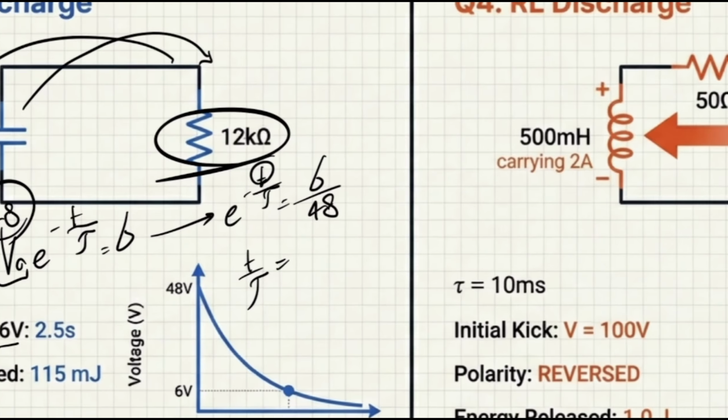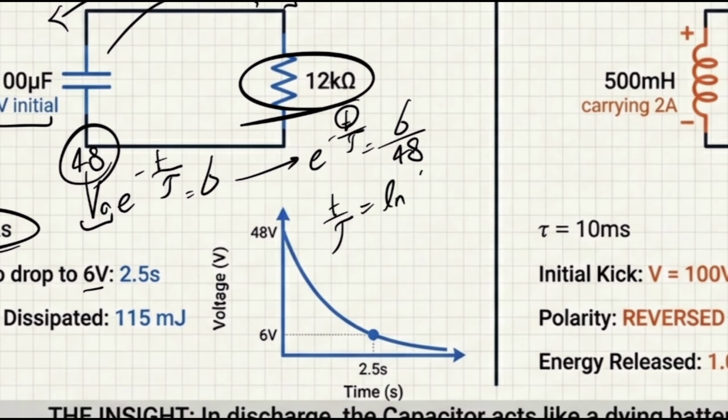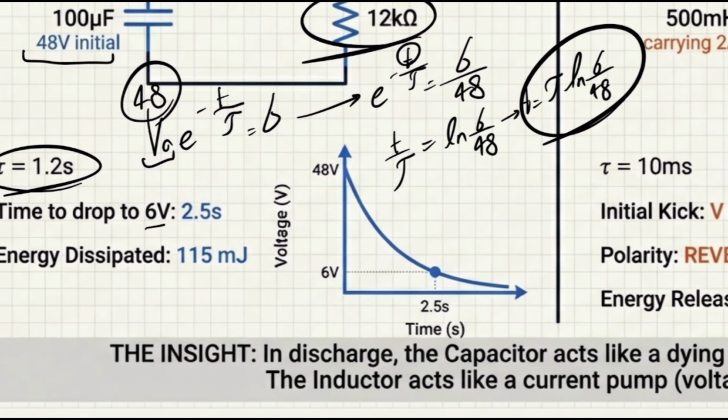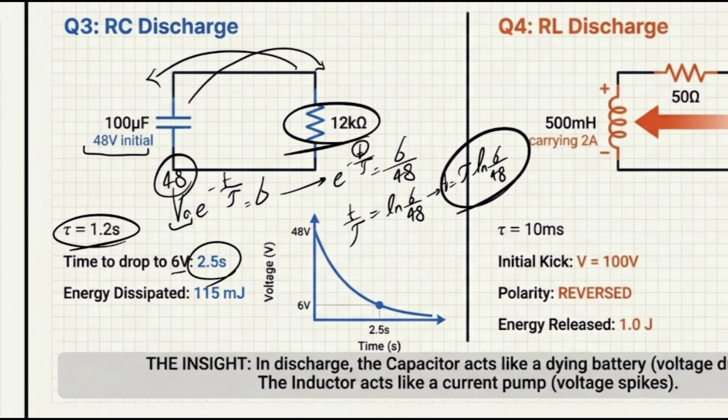So, on the other hand, t over tau can be considered as what? As ln of 6 over 48, or your t equals tau times ln of 6 over 48. So if you do this calculation, you can see that at 2.5 seconds, you do have the 6 volts itself. And energy dissipated is half of CV squared, so you can find it simply.